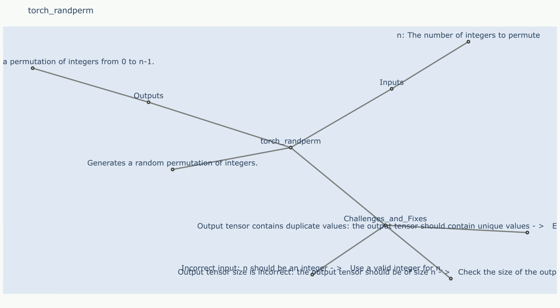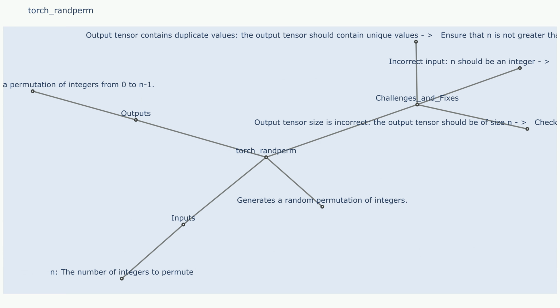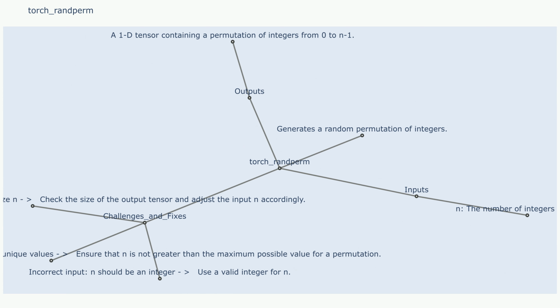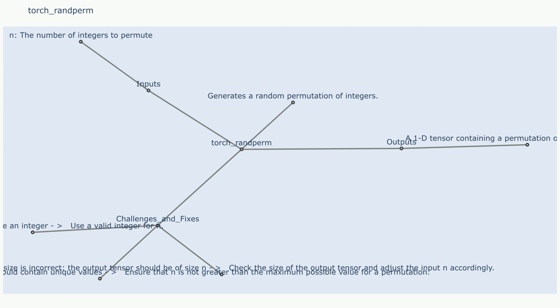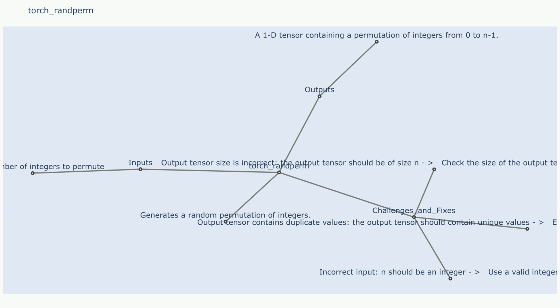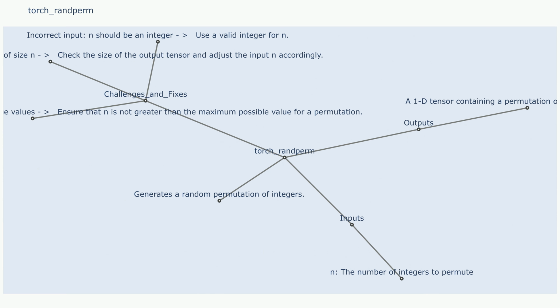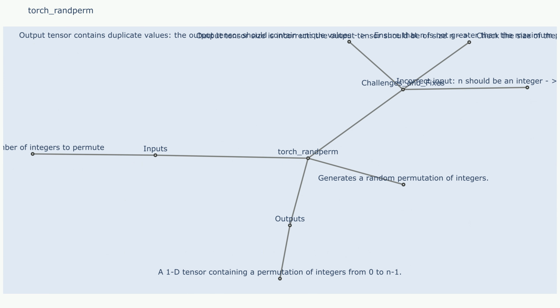Challenge 2: negative input. The input argument n must be a non-negative integer. Providing a negative value will result in a value error. Sample use case: torch.randperm(-5). Fix: ensure the input argument n is a non-negative integer. Challenge 3: zero input. The input argument n must be a positive integer. Providing a zero value will result in an empty tensor. Sample use case: torch.randperm(0). Fix: ensure the input argument n is a positive integer.